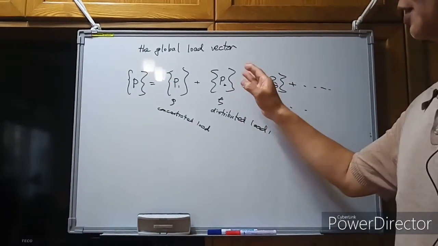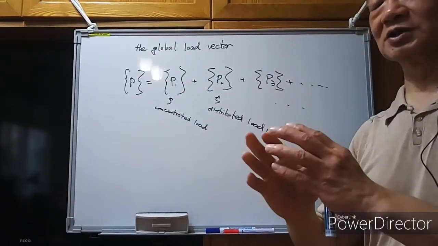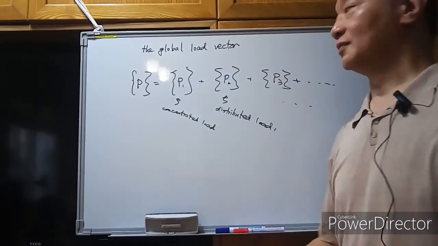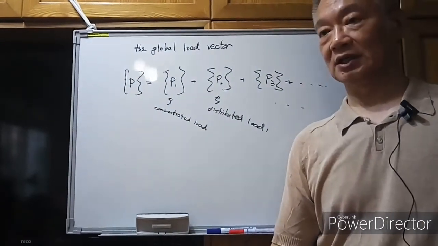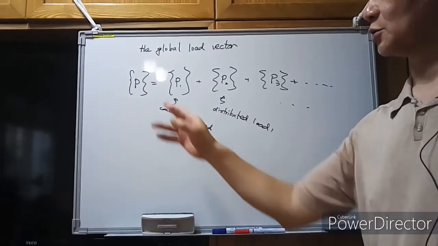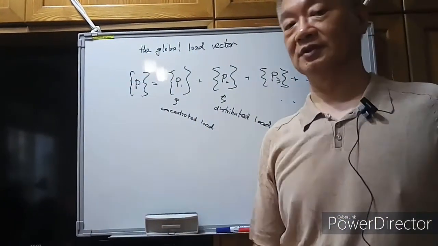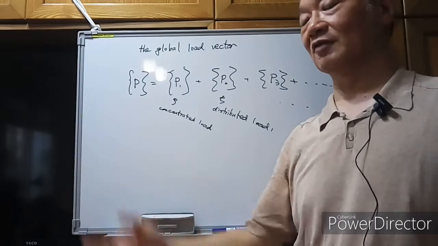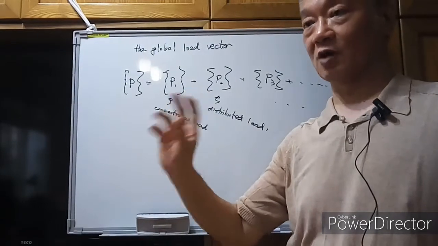And also, when we calculate the equivalent nodal loads, most of the time we just use the degrees of freedom of one element. But when we consider the global vector, we need to combine the degrees of freedom for the entire structure. So when we consider the global load vector, the degrees of freedom are twice the total number of nodal points used for the structure, not only for one element.